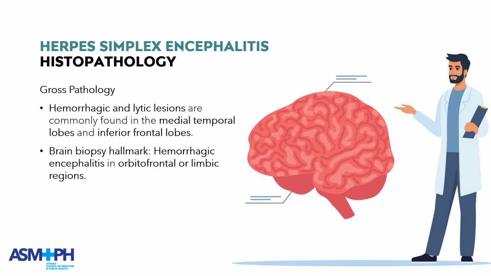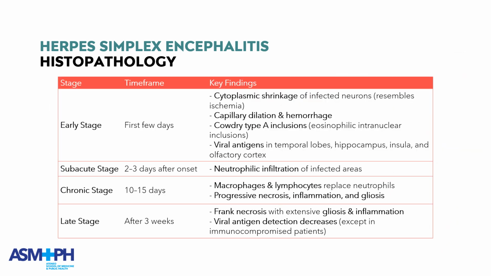So, the gross pathology of herpes simplex encephalitis: there are hemorrhagic and lytic lesions commonly found in the medial temporal lobes and inferior frontal lobes. The brain biopsy hallmark includes hemorrhagic encephalitis in orbitofrontal or limbic regions.